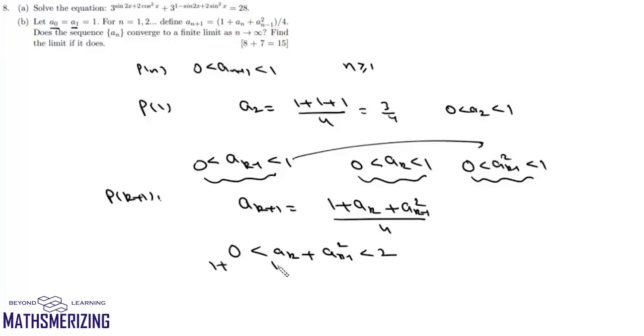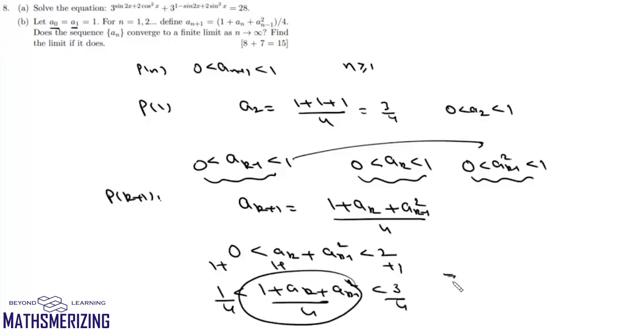Now we'll add 1. We can write 1 is less than 1 plus ak minus 1 square, and it is less than 3. Now we'll divide it by 4. This is nothing but ak plus 1. So from here we can say this ak plus 1 will be greater than 0 but less than 1. So from induction we have proved that any term of the sequence will always lie between 0 and 1. Now we'll need to find the limiting value of the sequence.